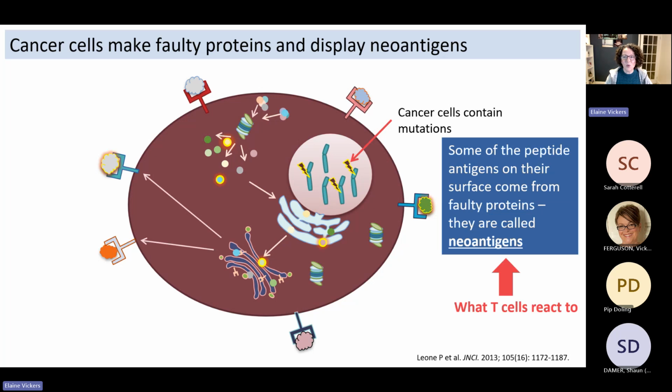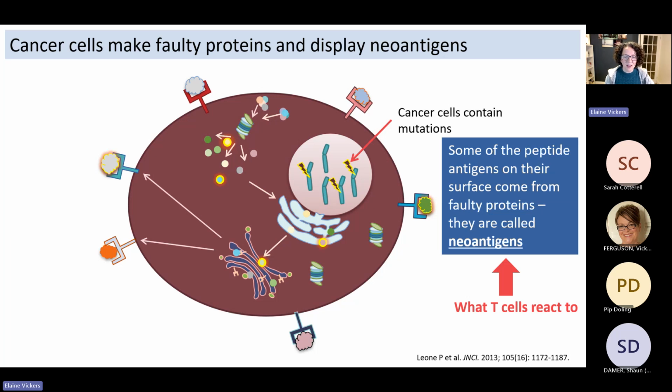And this is what our T cells can react to. So this is how our T cells have the possibility of killing cancer cells. Because if a T cell's receptors on their surface match the shape of a cancer cell's neoantigens, that T cell will kill the cancer cell.